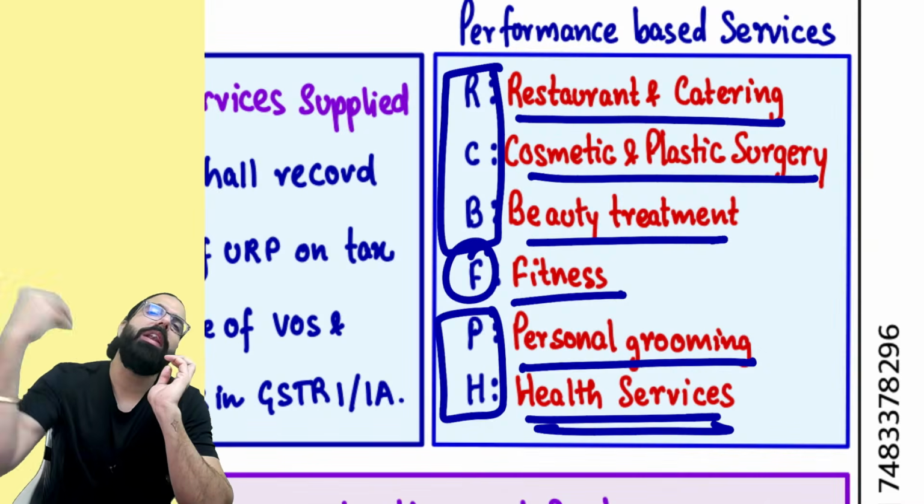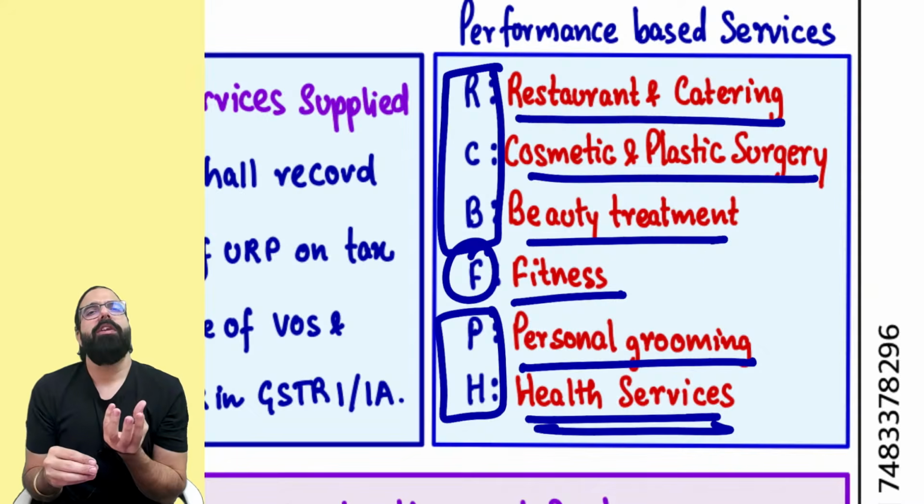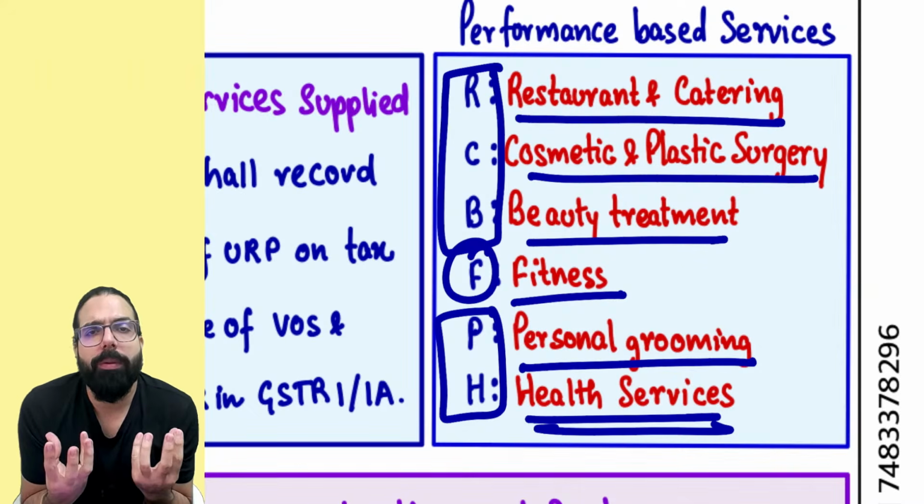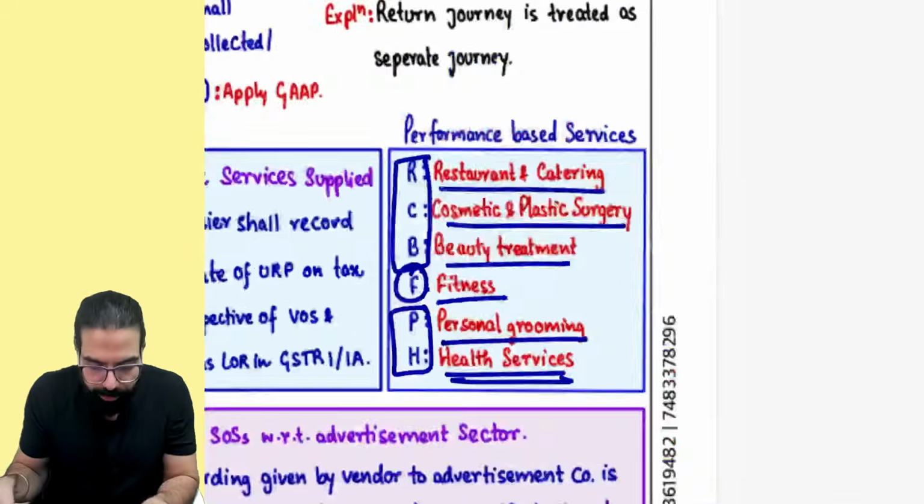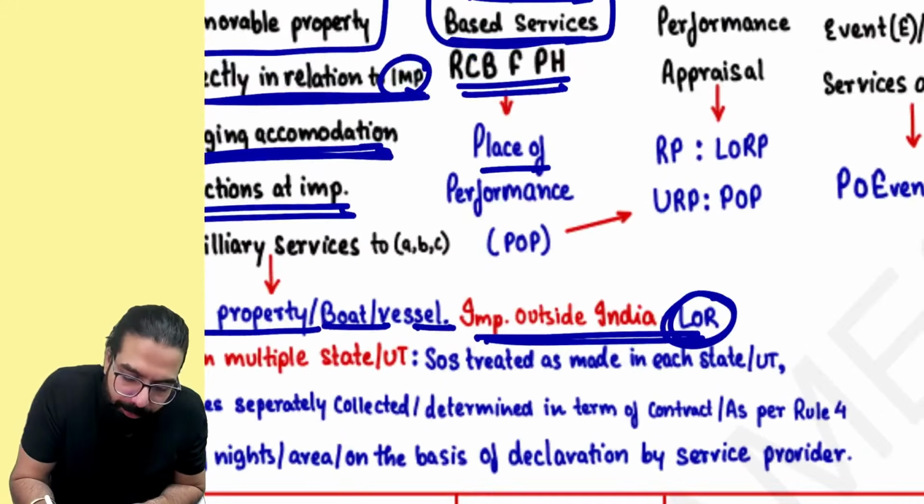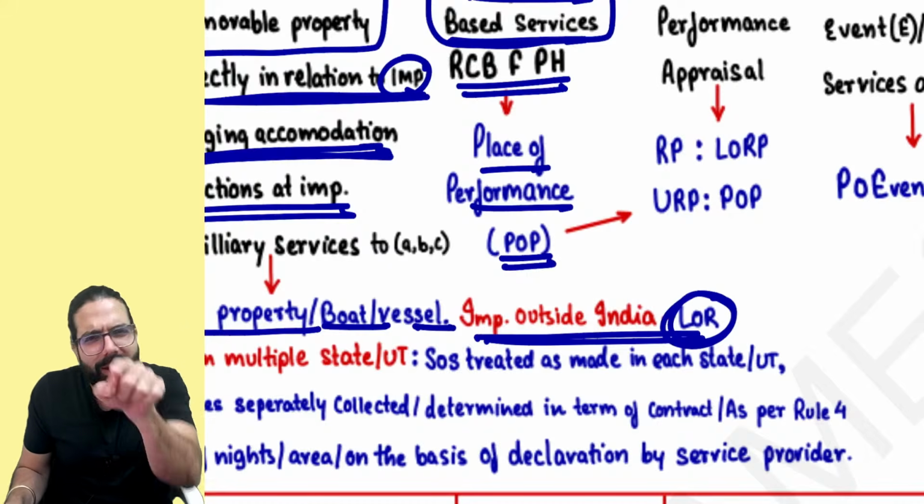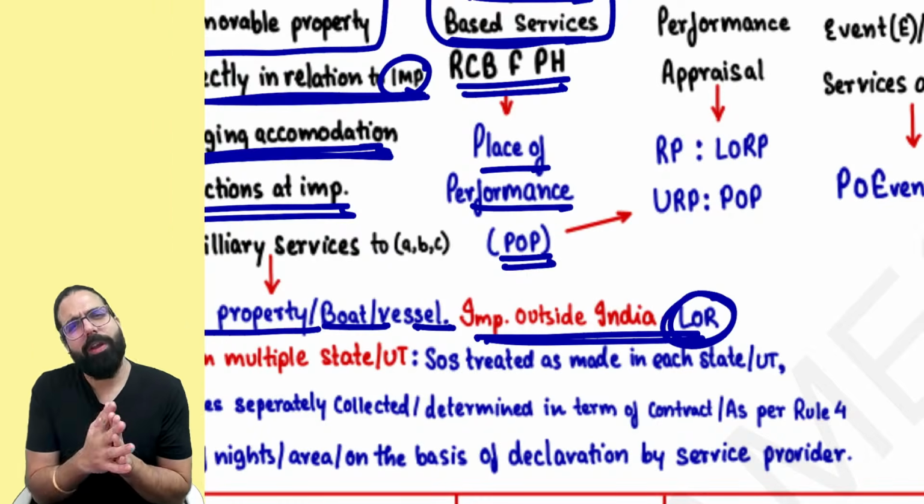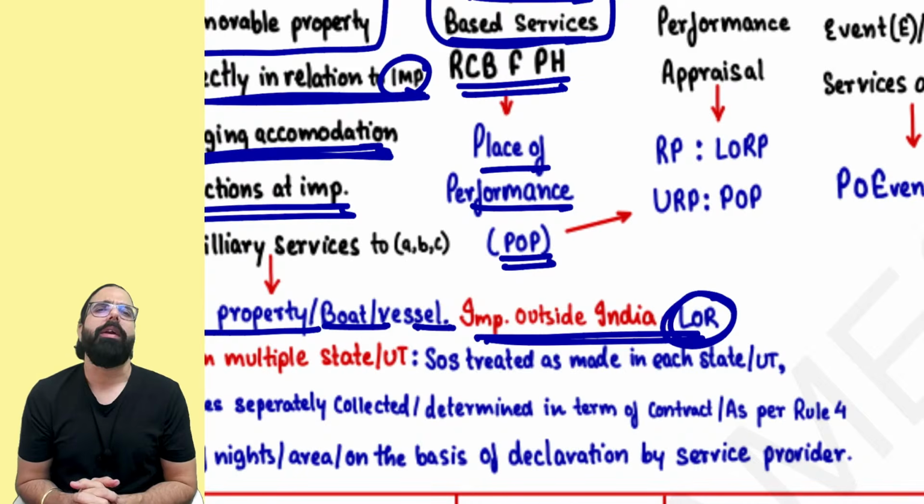One person from Delhi came to Karnataka. I am a restaurant owner in Karnataka. He ate the food in Karnataka. Can you tell me what is the place of supply? They are telling that where the performance was done, that is the place of supply. Where did I perform my service? Restaurant service in Karnataka, so the place of supply is Karnataka.